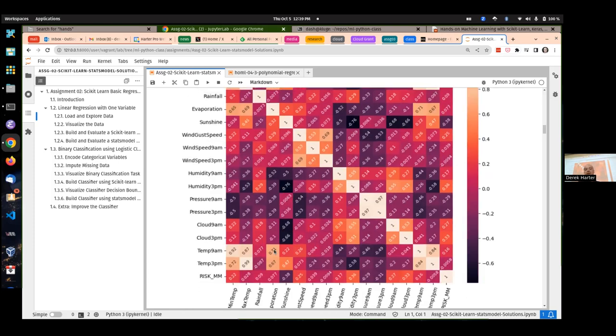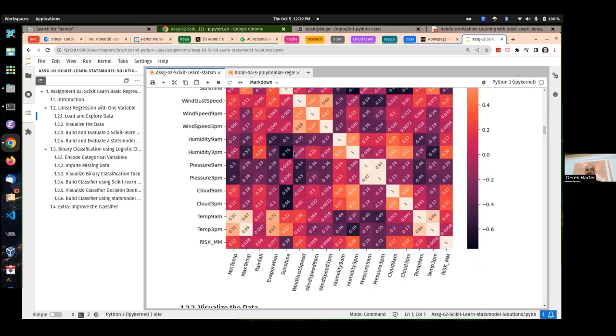On the other end, the highest negative correlations are about negative 0.76, negative 0.7, a little bit below it, right? So humidity and sunshine. So we'll use sunshine for the second one, although we didn't use humidity when we did our classification task, right?